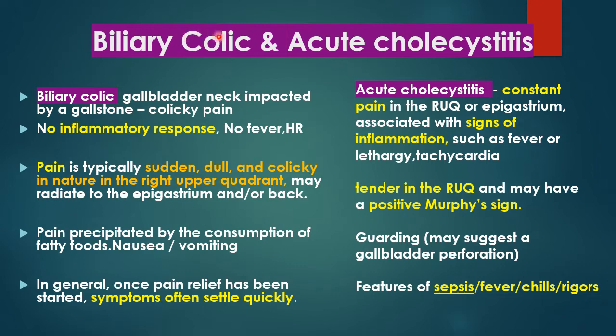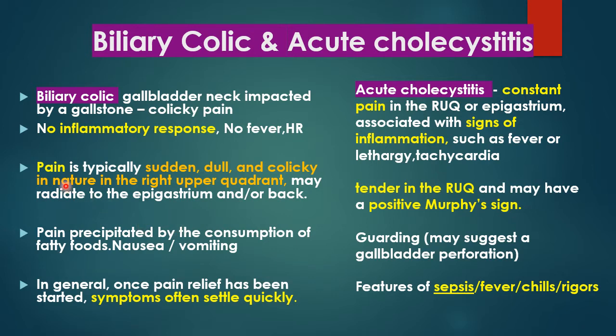Next, what's the difference between biliary colic and acute cholecystitis? Basically, biliary colic is a transient obstruction of the neck of the gallbladder or the outlet of the gallbladder. And in early stages, there's no inflammatory response. As a result, usually there's no fever, no tachycardia. Whereas in acute cholecystitis, the pain is more constant. It's due to a more permanent obstruction and infection of the gallbladder outlet by the stone. Pain is in the right hypochondrium or epigastric region, and there are signs of inflammation such as fever, lethargy, and tachycardia.